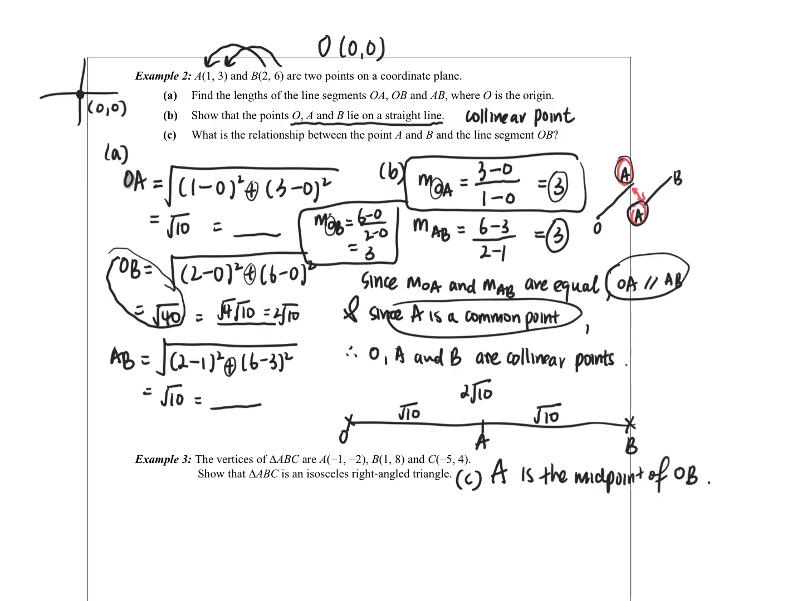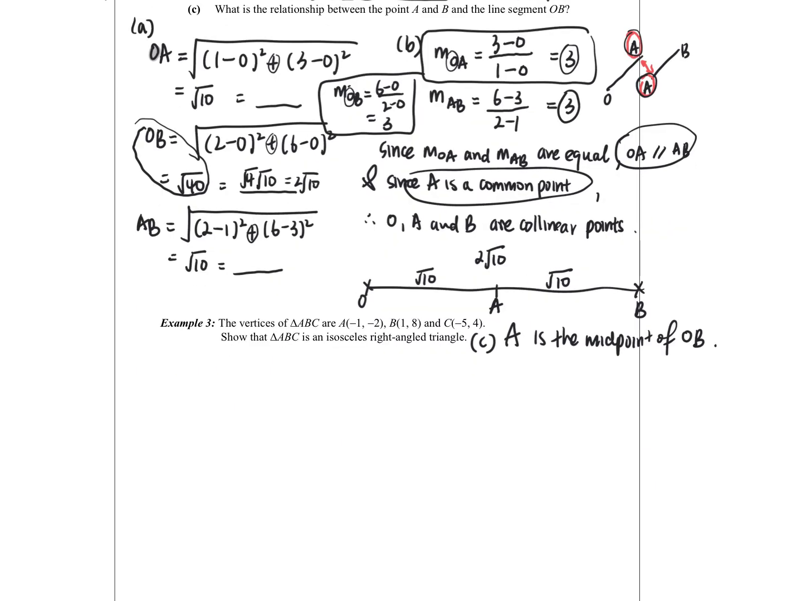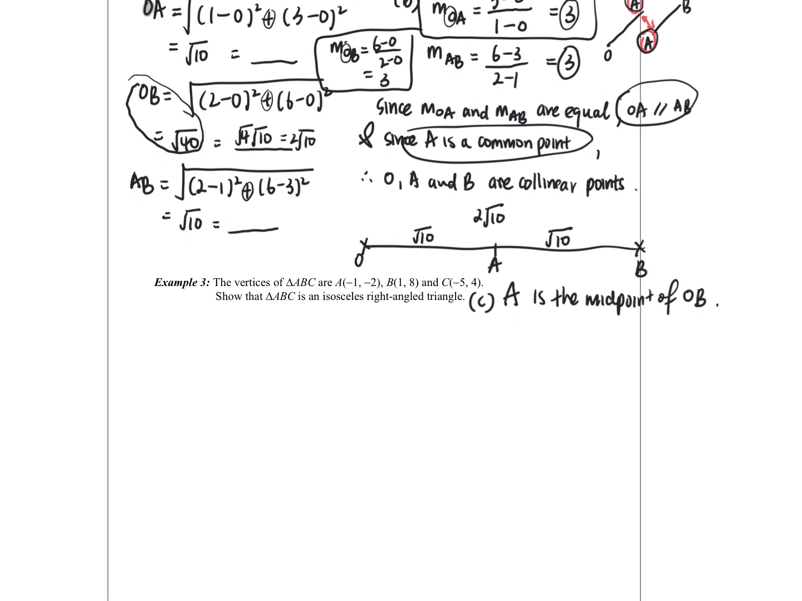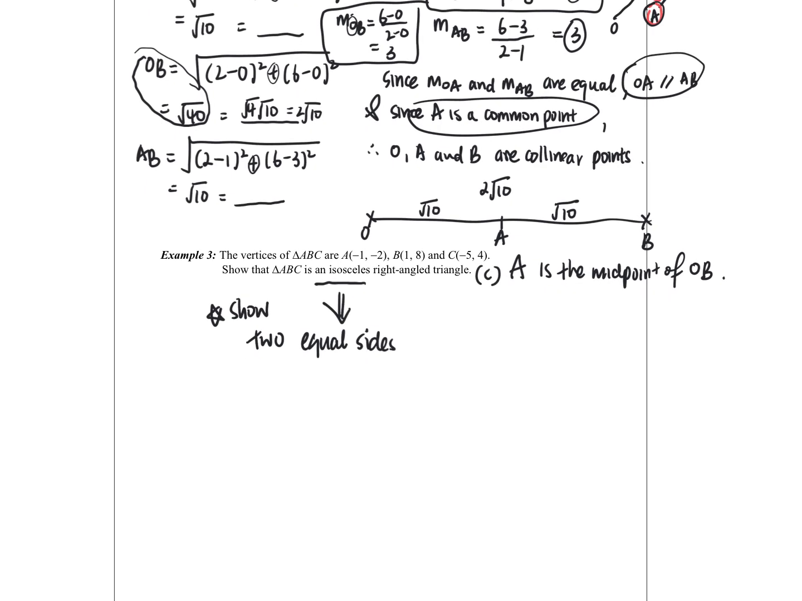If you can, go back and do examples 3 and 4. The vertices of ABC are as such, and you need to show that it is an isosceles triangle. For an isosceles triangle, you need to show that there are two equal sides. So first of all, you need to find the length of AB. You don't know which two are the equal sides, so go and find AB.